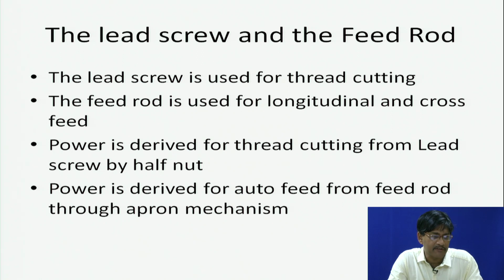And how do we derive power from the lead screw? We derive power from the lead screw by a half nut. How do we derive power from the feed rod? Through the apron mechanism, which will consist of worm and worm gear, and then a cluster of gears, etc. So, this way we derive power from the feed rod. Okay. So, this is the difference between lead screw and feed rod.